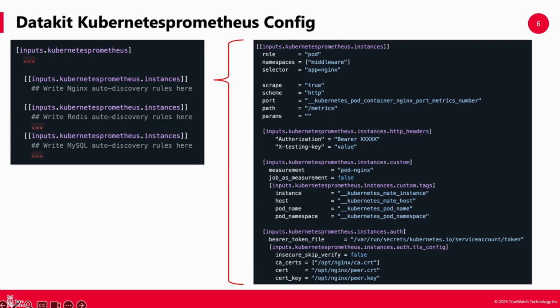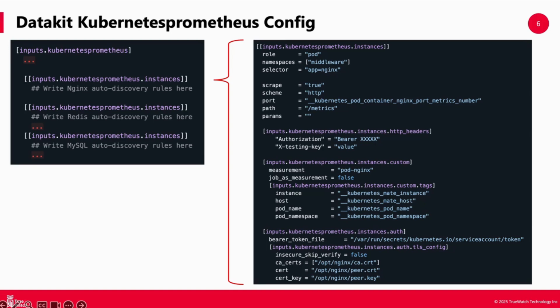To use this instance monitoring mode, first you need to ensure that the 4 configuration switches we talked about earlier in the inputs main configuration block are all set to false. And then configure the inputs.kubernetesprom.instance block in detail. The structure of the instance configuration block for each instance is shown on the right.